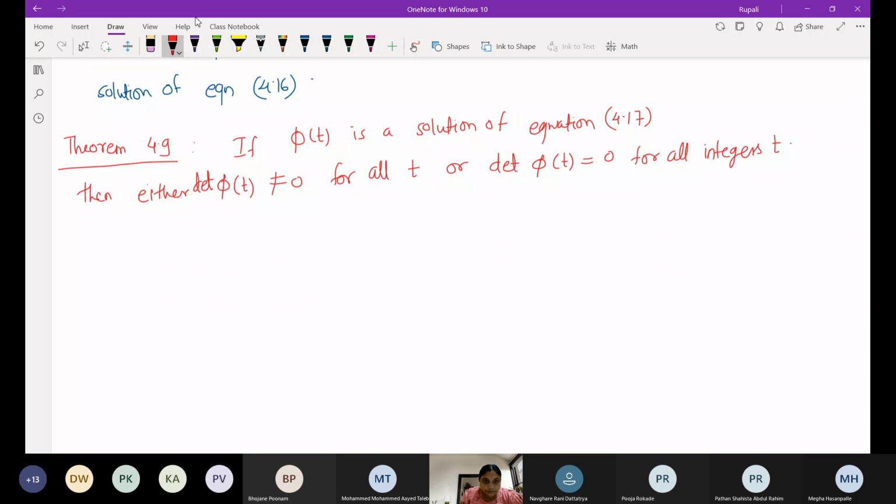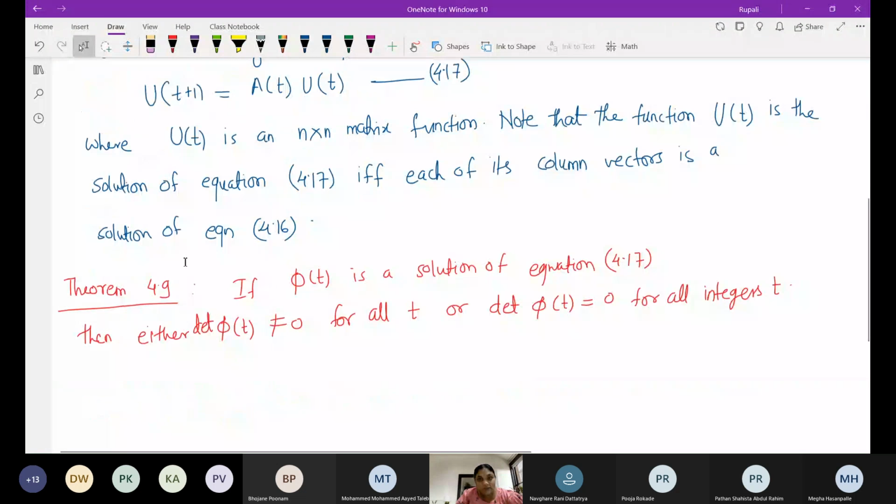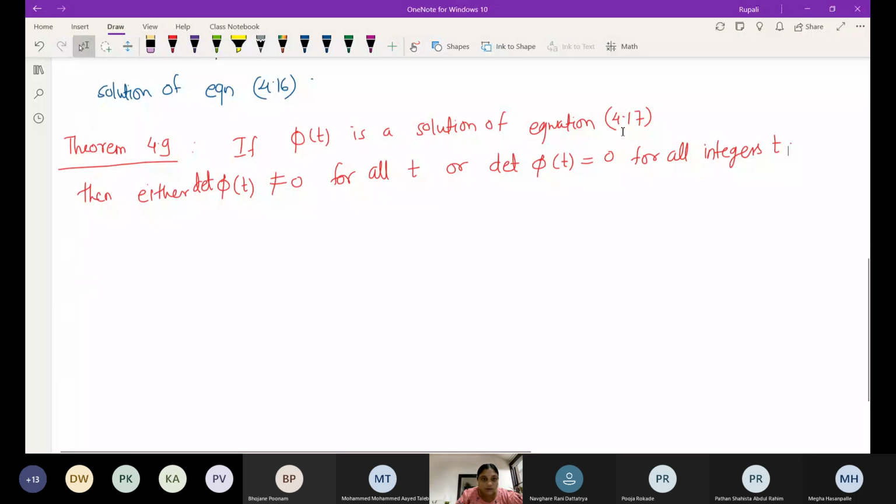What is this Phi of t? What is my 4.17? It is a matrix analog of the system 4.16. So what we are saying is, if Phi of t is a solution of the matrix analog equation 4.17, then the determinant must be non-zero for all t, or the determinant is equal to 0 for all t. So how can we prove this?